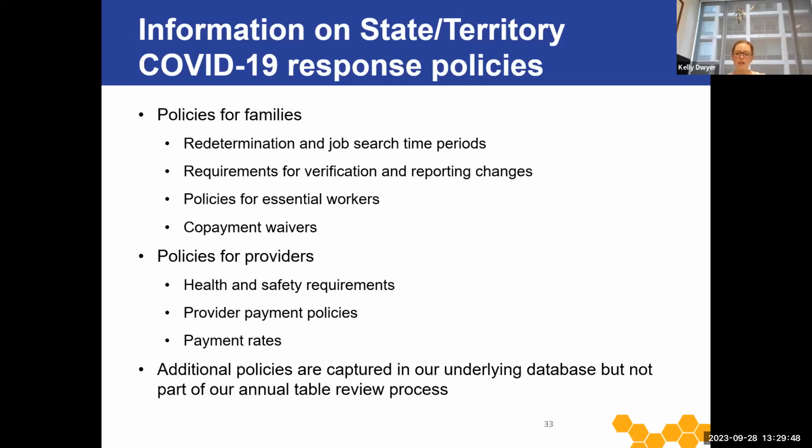The COVID-19 response policies we were able to verify with states through our annual review process include policies for families and providers. The policies for families include redetermination and job search time periods, requirements for verification and reporting changes, policies for essential workers and copayment waivers. Policies for providers include health and safety requirements, provider payment policies, and provider payment rates.